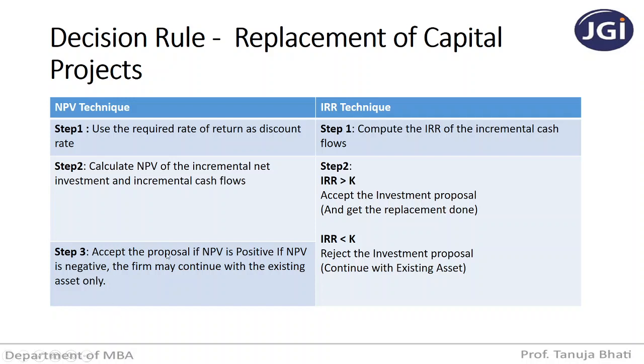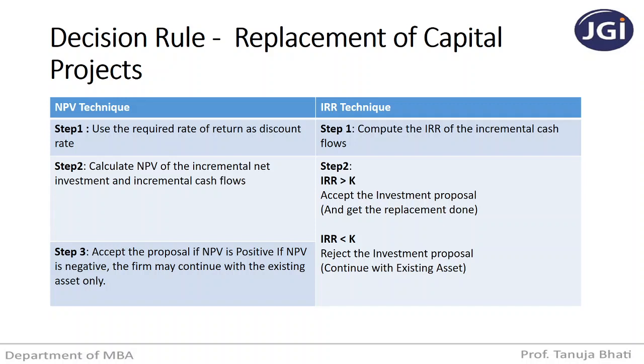Next, accept the proposal if the NPV is positive. If NPV is negative, the firm may continue with the existing asset only and it need not be replaced. Here we are seeing whether the company should continue with the existing asset or replace the existing asset with the new asset.